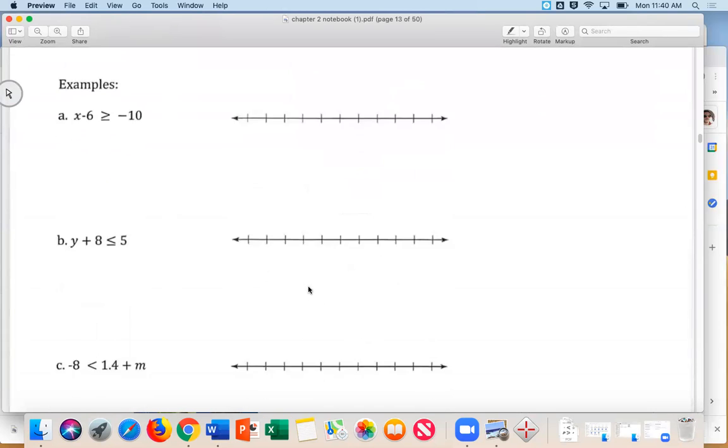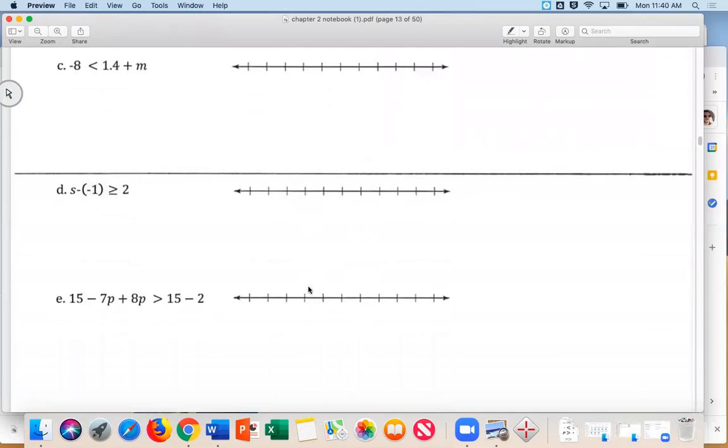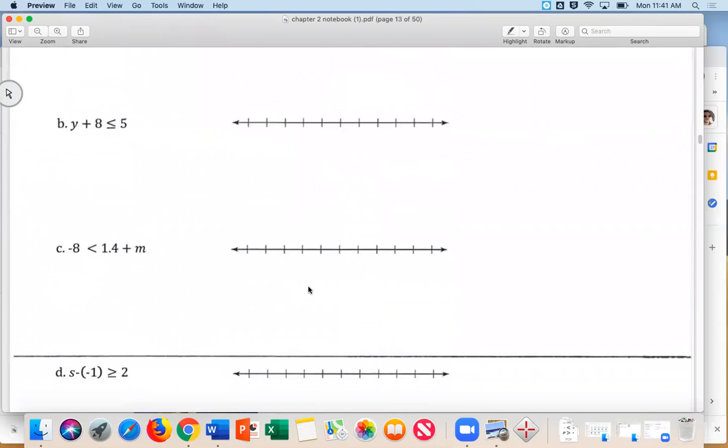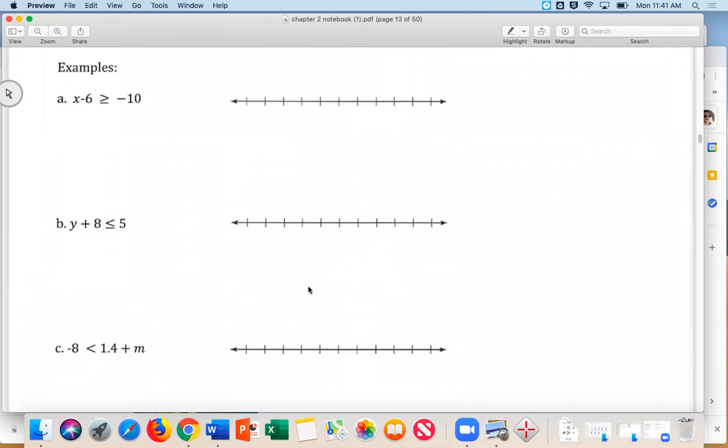All right. I want you guys to try these examples. I want you to try A, B, C. While you're doing that, I'm going to try to align my board one more time.